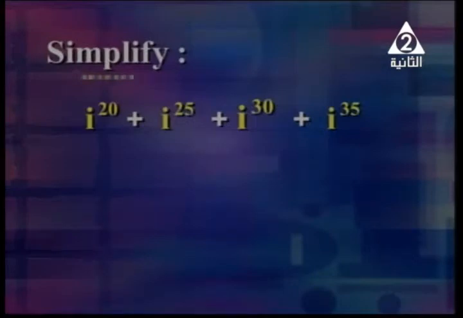Now we translate this to solve problems. Simplify. Look at the problem, student: i power 20 plus i power 25 plus i power 30 plus i power 35. We know that i power 20 equals 1. Why? Because i to any power divisible by 4 equals 1.